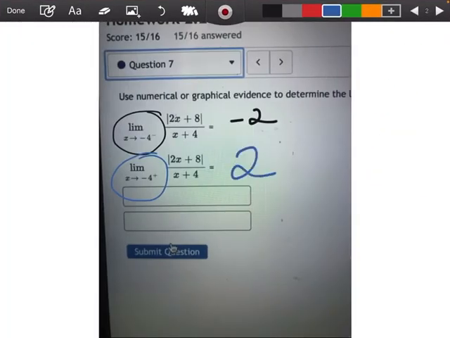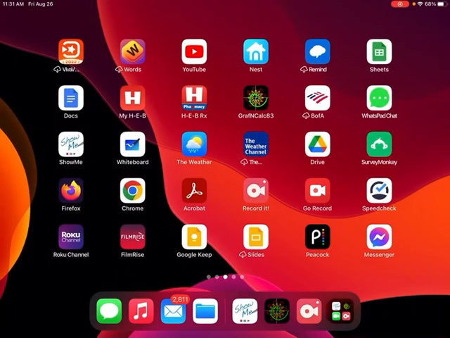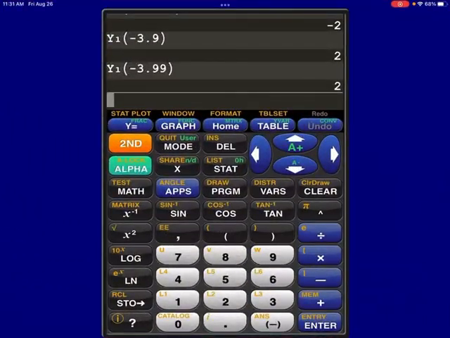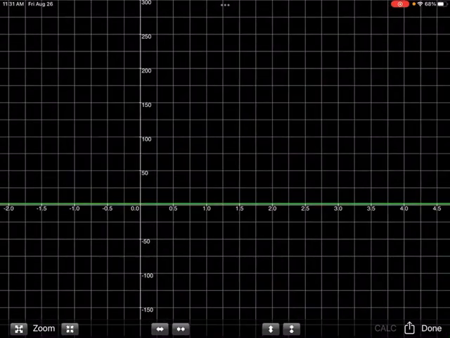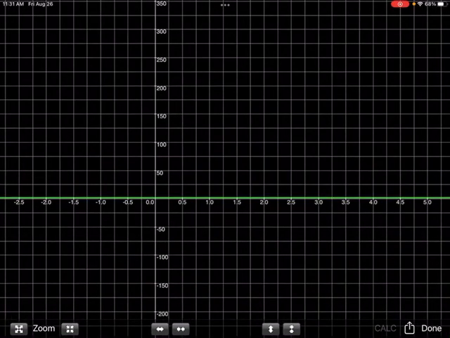But that's basically how we'd go about doing this problem, right? So what did we do? We used a numerical approach, right? You could do a graphical approach if you wanted to. And what I would tell you to do is come back over here, hit the graph button, and I'm going to have to probably adjust my window. I don't remember how I would do it right now off the top of my head.